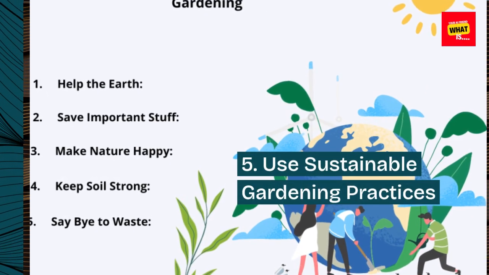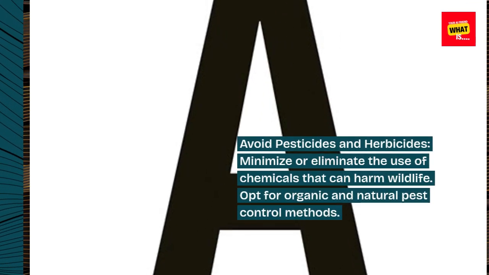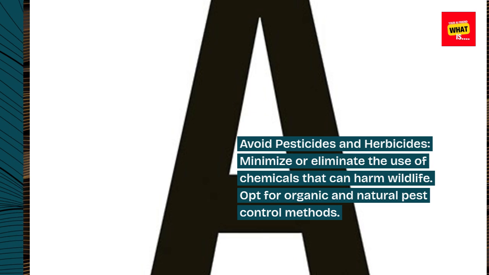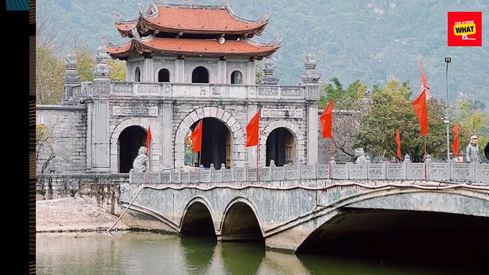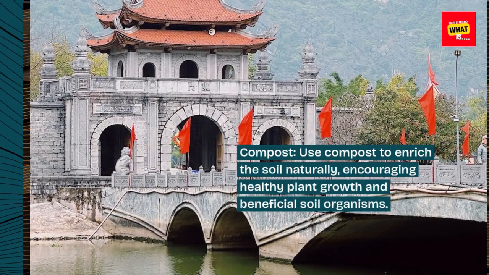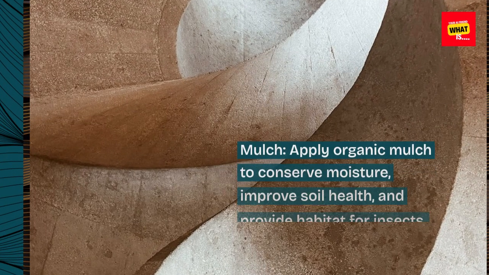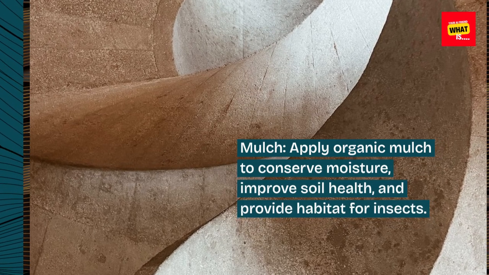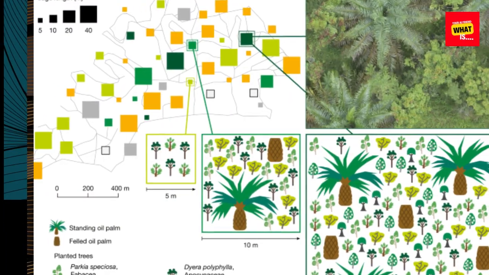5. Use sustainable gardening practices. Avoid pesticides and herbicides. Minimize or eliminate the use of chemicals that can harm wildlife. Opt for organic and natural pest control methods. Compost. Use compost to enrich the soil naturally, encouraging healthy plant growth and beneficial soil organisms. Mulch. Apply organic mulch to conserve moisture, improve soil health, and provide habitat for insects.